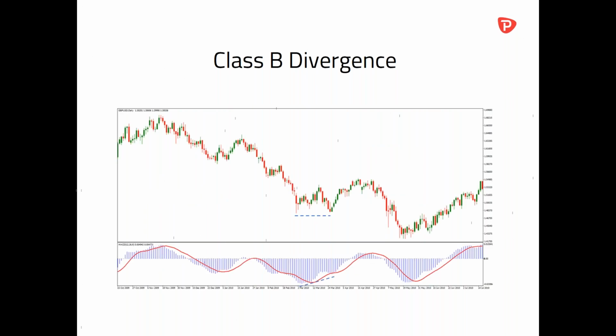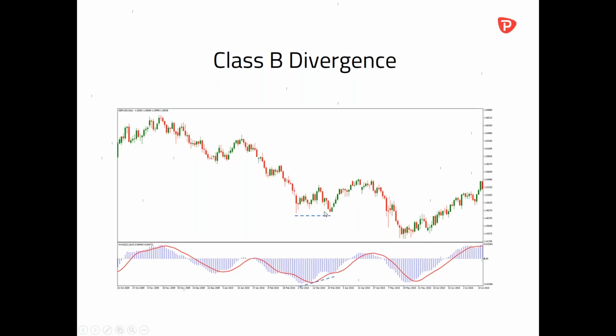But let's have a look at this example of the class B divergence on this live chart, or a real market chart. And we can see here that price has made an equal low. As you can see, it hasn't gone any lower, but what it has done is formed a base at what potentially could be a support level from a previous area. But you can see that the MACD is rising. So you can see that the second trough on the MACD is again higher than the first trough of the MACD, even though price has come down and touched the same level as the first trough.